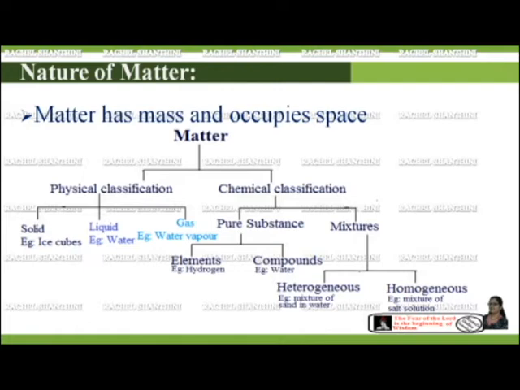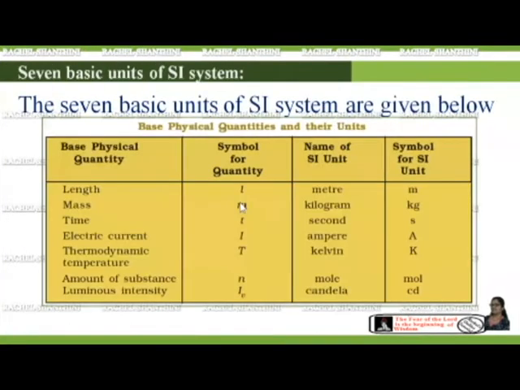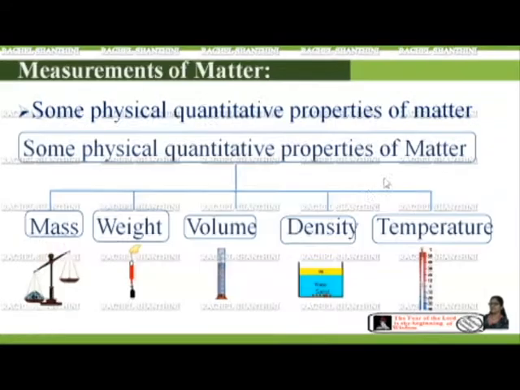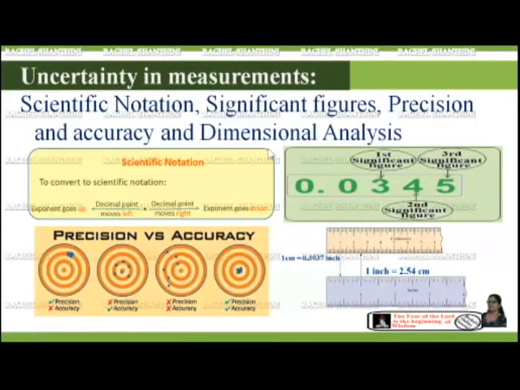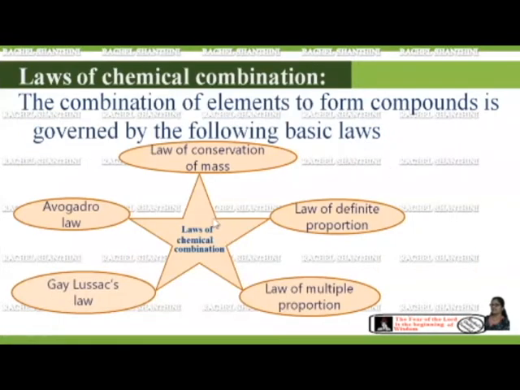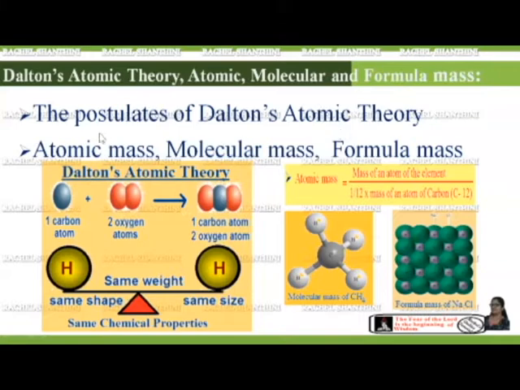In session 1.1, we have discussed some importance of chemistry, nature of matter and its classification. In session 1.2, we have discussed the 7 basic units of SI system. In session 1.3, the physical quantitative properties of matter. In session 1.4, the uncertainty in measurement. In session 1.5, the laws of chemical combination. In session 1.6, the postulates of Dalton's atomic theory, atomic mass, molecular mass, and formula mass.